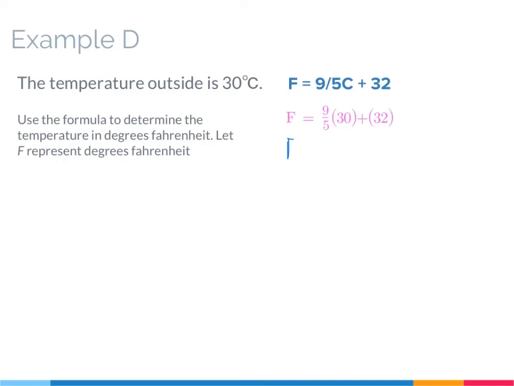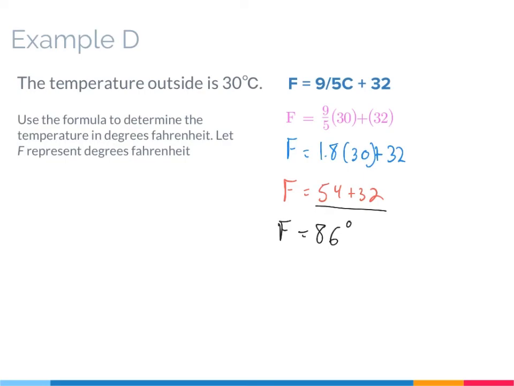I'm going to write it out just so we can see it happen. 1.8 times 30 plus 32. You don't have to write that all out. You can just do 9 divided by 5 times 30 in your calculator. And when you do that, I think that you'll find that you get 54. So we're going to have F is equal to 54 plus 32. So then it's just simple addition from there. We're going to add 54 and 32. And when we do that, we end up with 86 degrees.